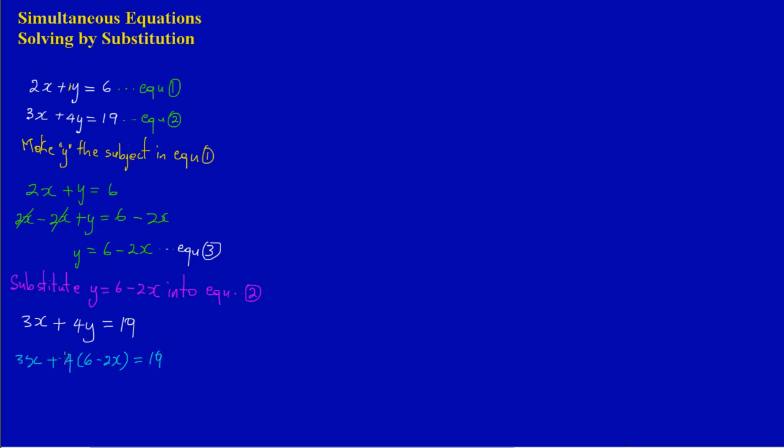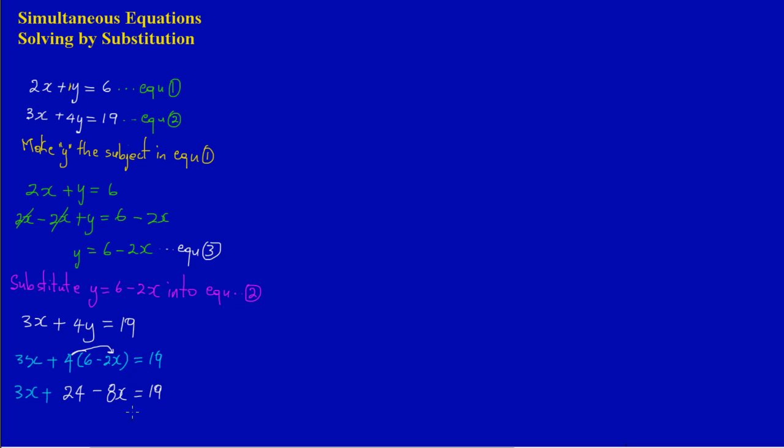Now I can just go ahead and use my distributive law here and expand this bracket. So this is 3x plus 4 times 6. I'm using this 4 to multiply the 6, and 4 sixes are 24. Then 4 again times 2x, but this is a negative 2x, and a positive times a negative will always give me a negative, and 4 twos are 8x, and that must be equal to 19.